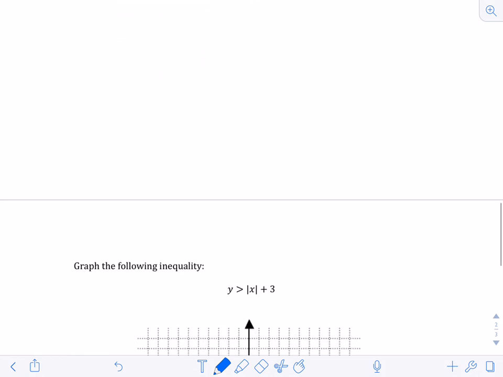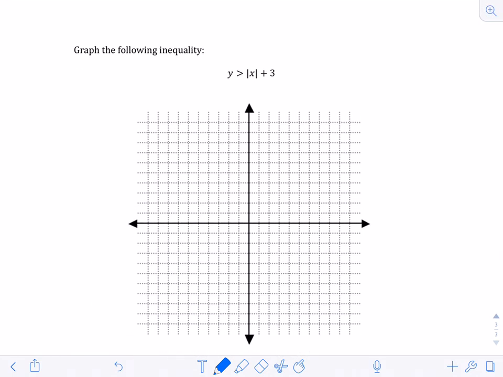Let's take a look at one last example here. The inequality y is greater than absolute value of x plus 3. From last chapter, you should know that this is the absolute value graph shifted up 3 units. So we're going to move our vertex up to 3. And now, paying attention to our inequality, we have greater than absolute value of x plus 3. So we have to use dashed lines when making our graph.